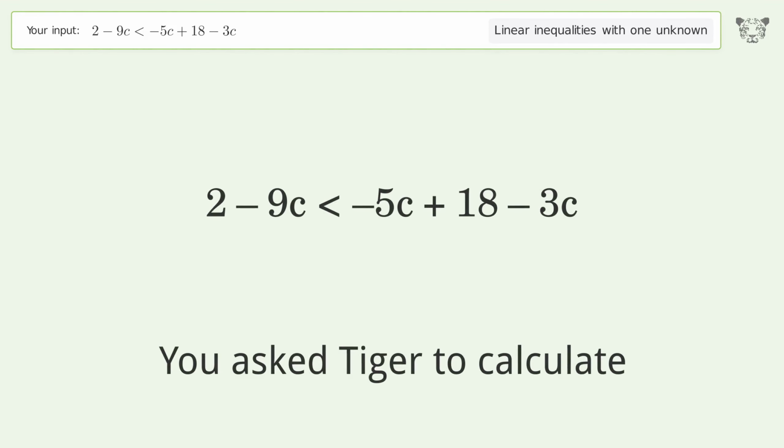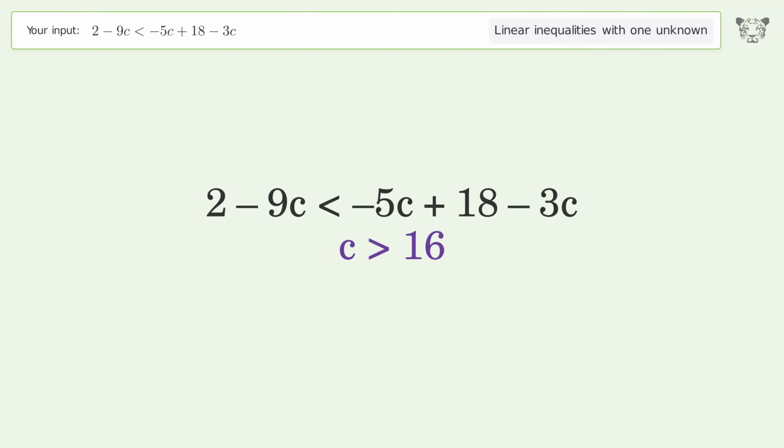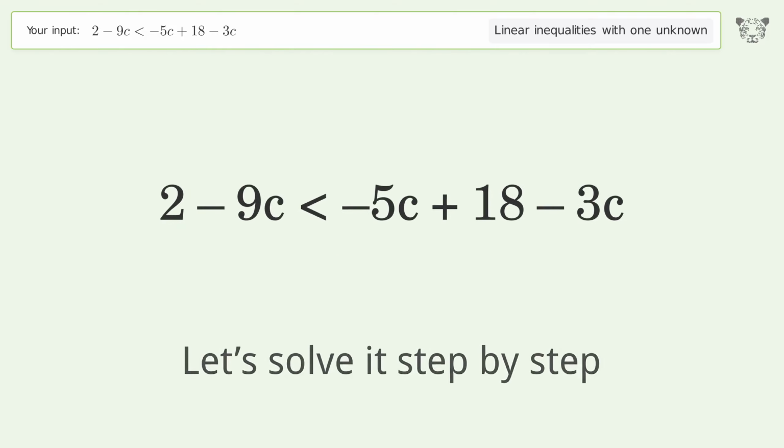You ask Tiger to calculate. This deals with linear inequalities with one unknown. The final result is c greater than -16. Let's solve it step by step.